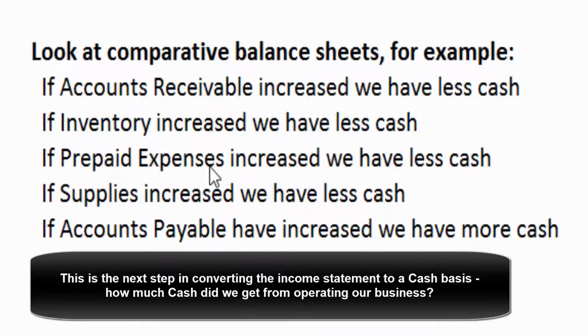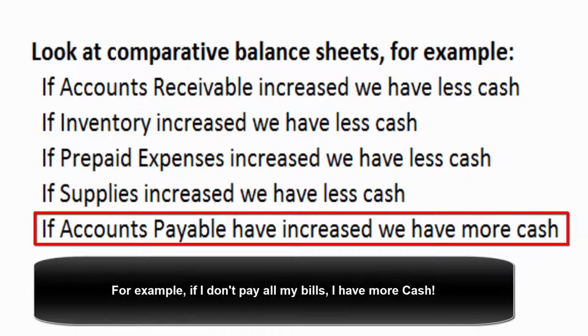Prepaid expenses, same thing. If we paid cash for future expenses, they haven't hit our income statement yet, so we have less cash than you would think looking at our net income. Same thing with supplies. On the other hand, on the other side of the balance sheet, if accounts payable increase, we have more cash. The example I always use is if I personally get to the end of the month and I don't pay all my bills, that means I have more cash. My accounts payable balance may have gone up, but I have more cash.